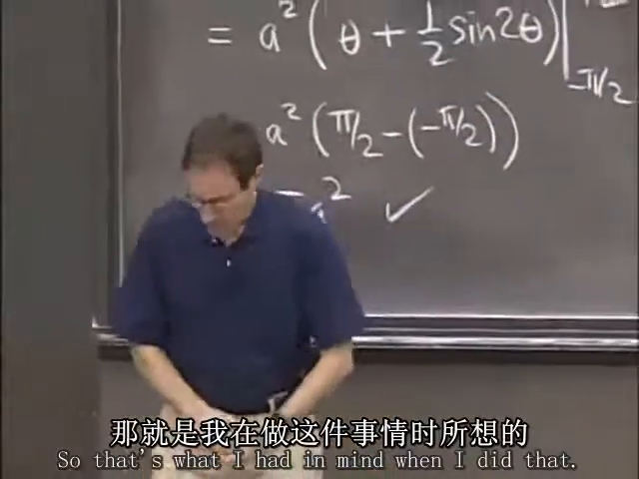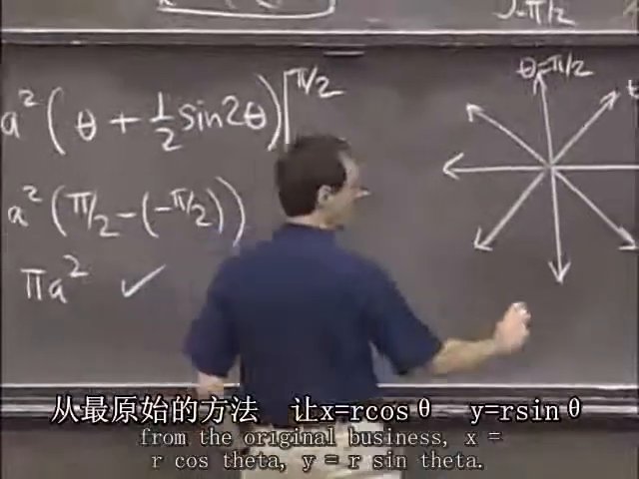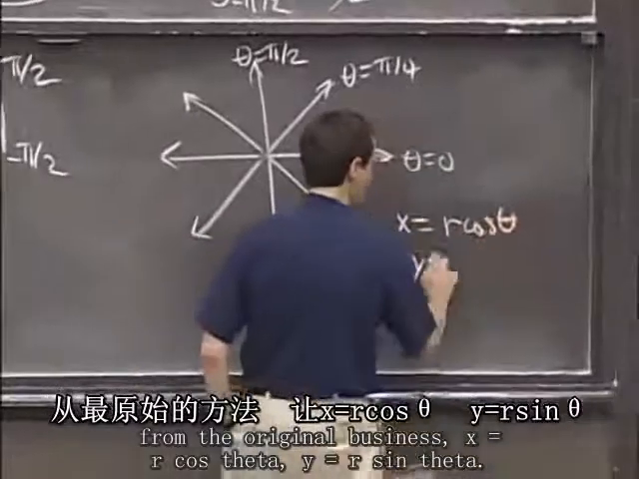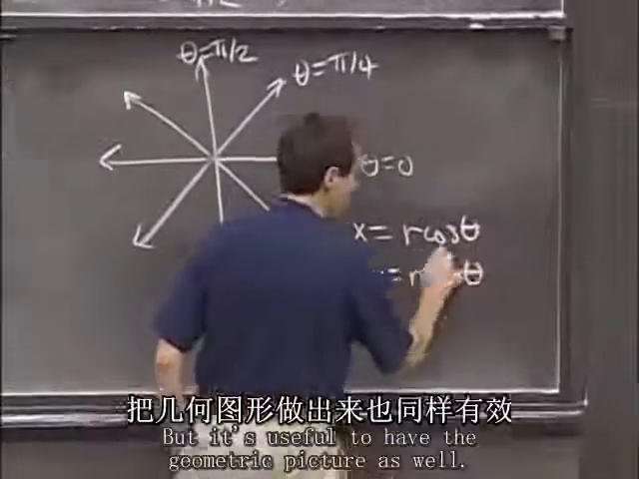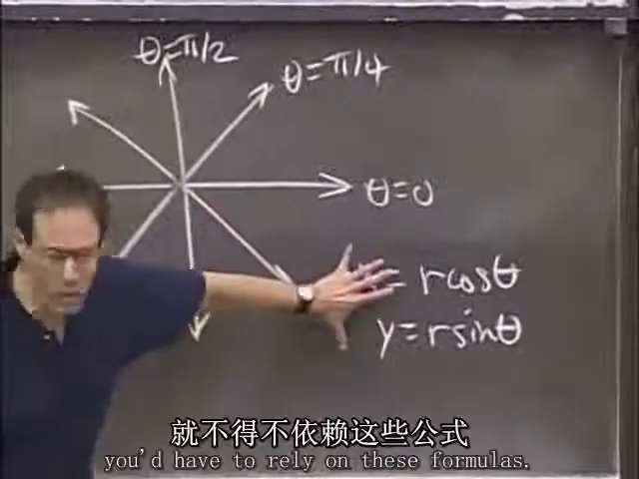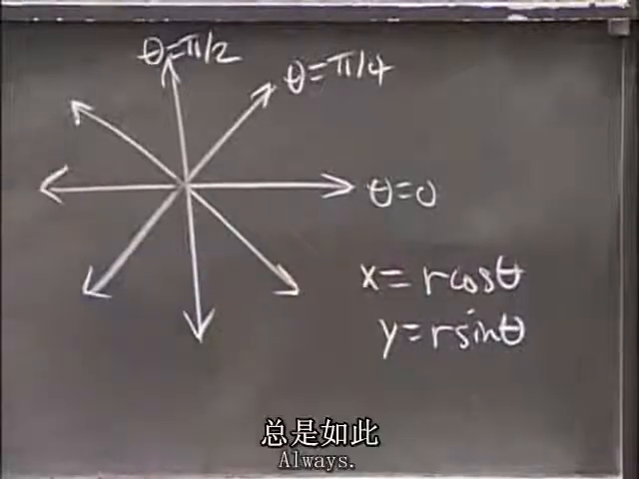Okay. You can always get these formulas, by the way, from the original business, x equals r cosine theta, y equals r sine theta. But it's useful to have the geometric picture as well. In other words, if you were a machine, you'd have to rely on these formulas and plot things using these, always.